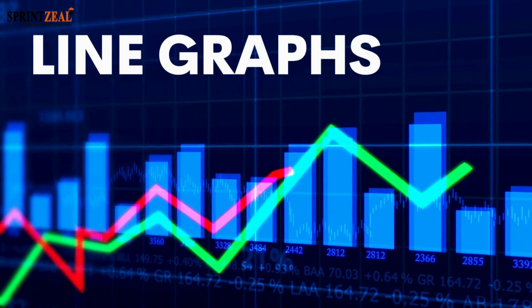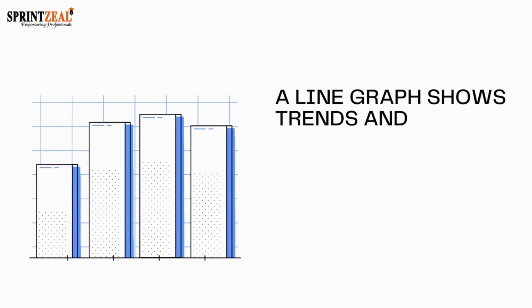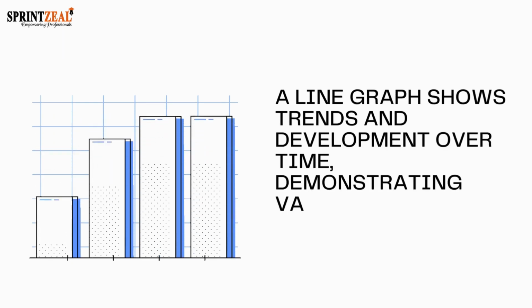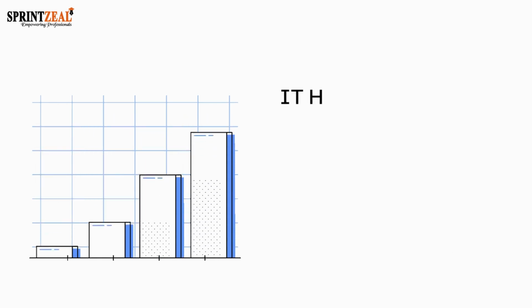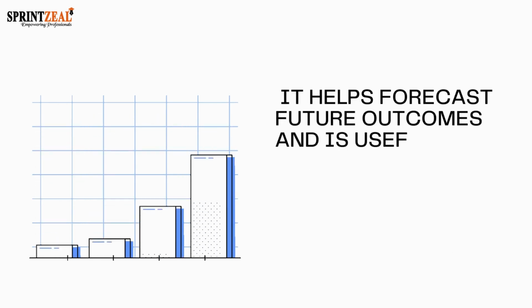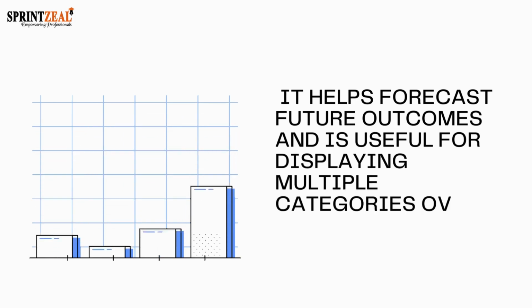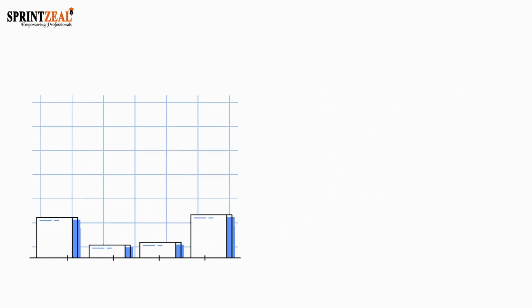Line graphs. A line graph shows trends and development over time, demonstrating values across continuous measurements. It helps forecast future outcomes and is useful for displaying multiple categories over time.